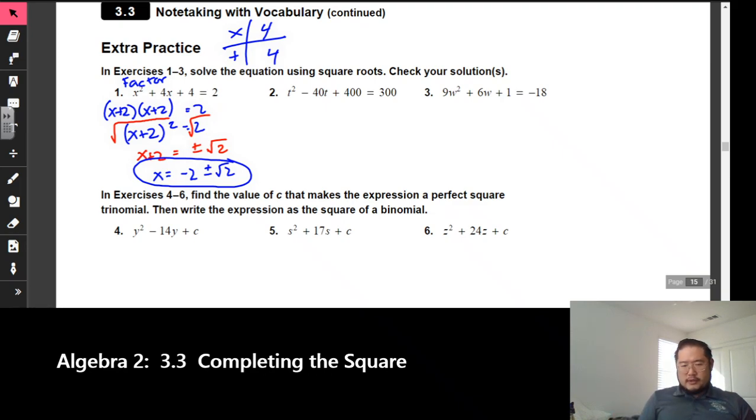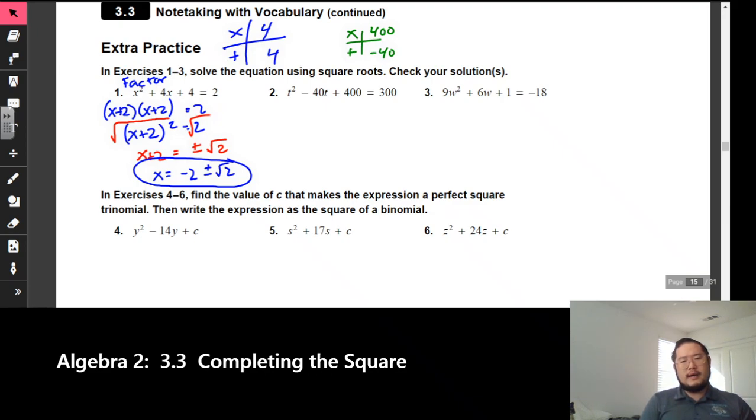All right, so let's go ahead and take a look at number 2 right here. Same thing. What can I do with this trinomial? I've got to figure out what are factors of 400 that add up to negative 40, because that's my b term.